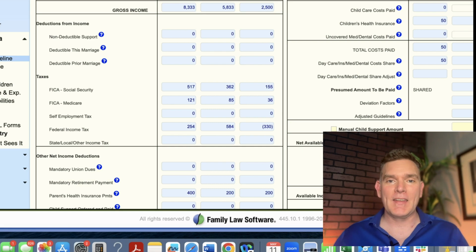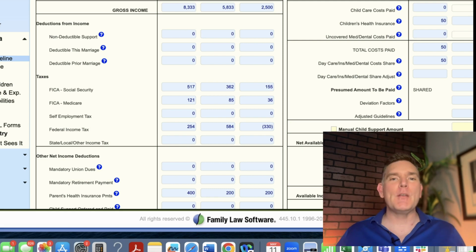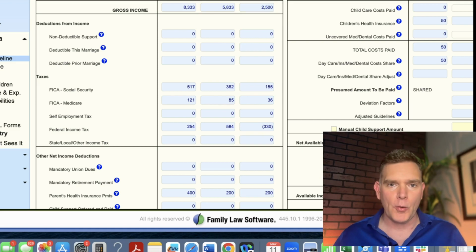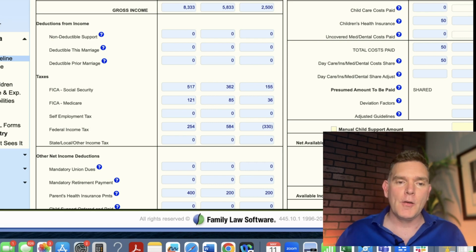If it does not take into account overnights and it does not take into account the other parent's income, that just feels icky to me. That just feels like it's made to financially destroy the non-custodial parent, which usually in these cases is dad, especially if we're talking about state Department of Revenue and administrative child support cases. But all right, guys, so that's the long and the short of it.